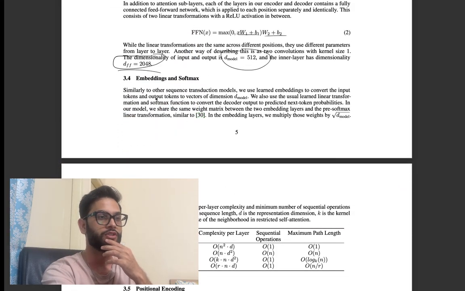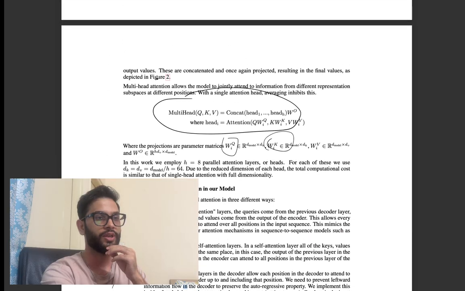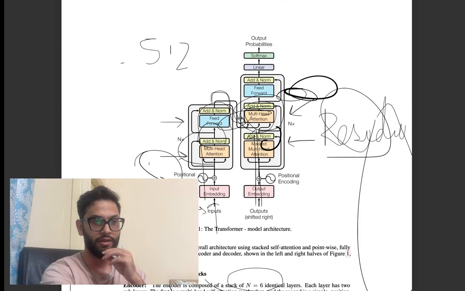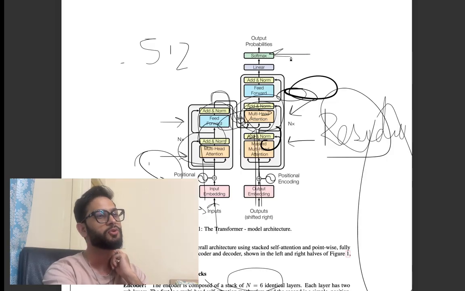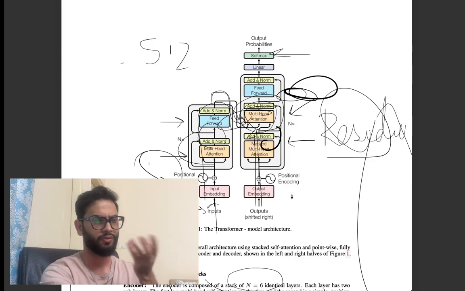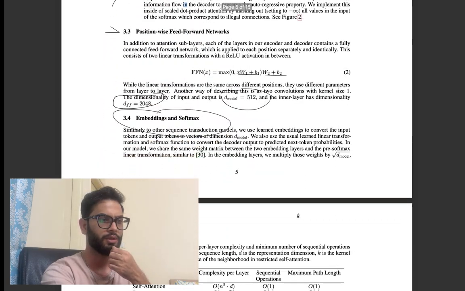Okay, then we have an embedding and softmax. What are embedding and softmax doing? This is our embedding layer here. Embeddings are learned during training, right? And then we have a softmax here. Softmax is to convert this into probabilities. This is a linear layer, it will output, and we just want a probability distribution. That's a very straightforward use of softmax.